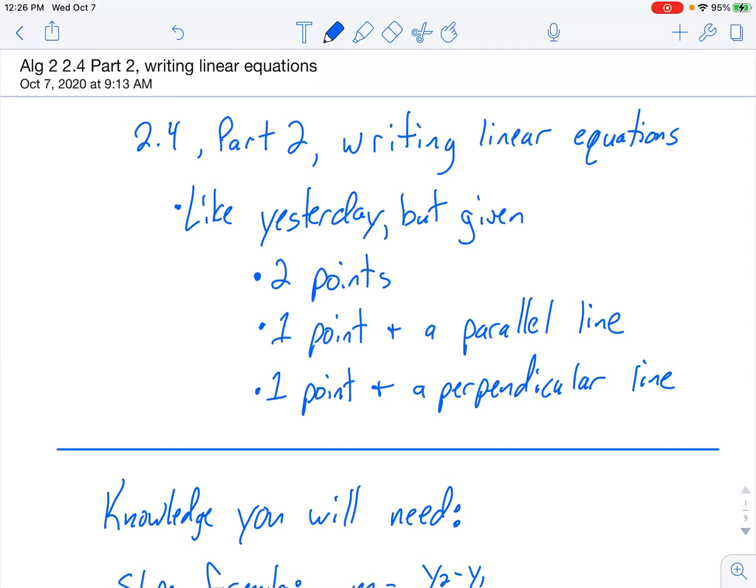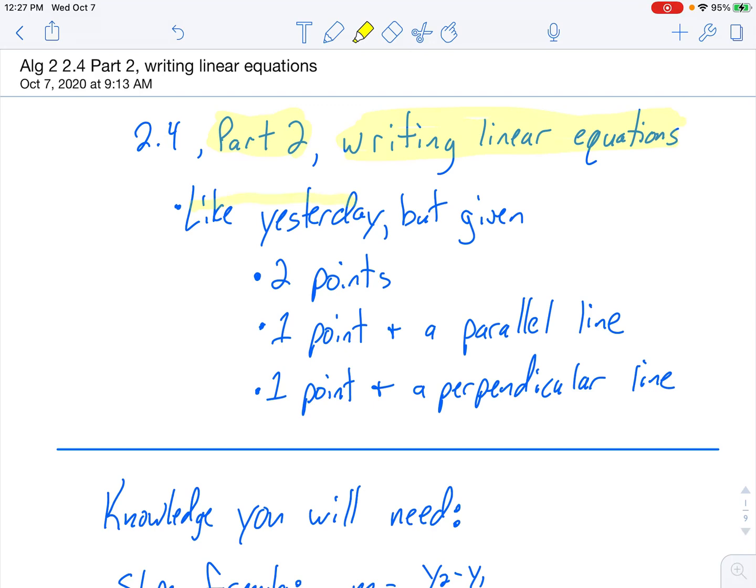Hi guys, so we're continuing on from yesterday. If you haven't done part 1 of the lesson yet, I suggest you do that before part 2. We are still writing linear equations, but this is going to be a little bit more complicated, so you're going to need to know what we learned yesterday.